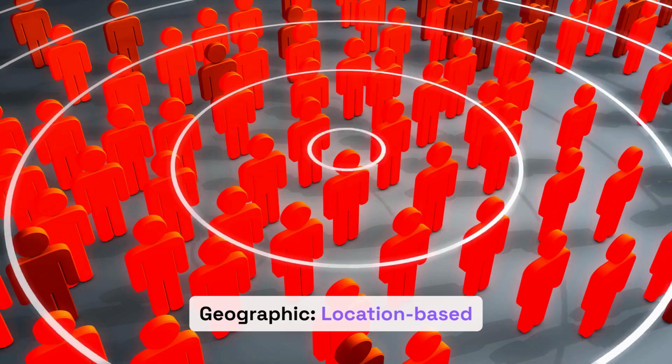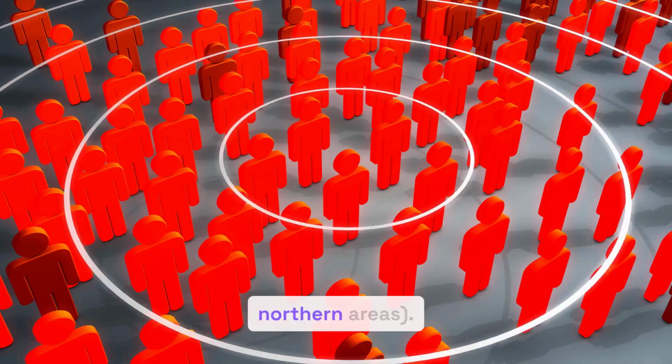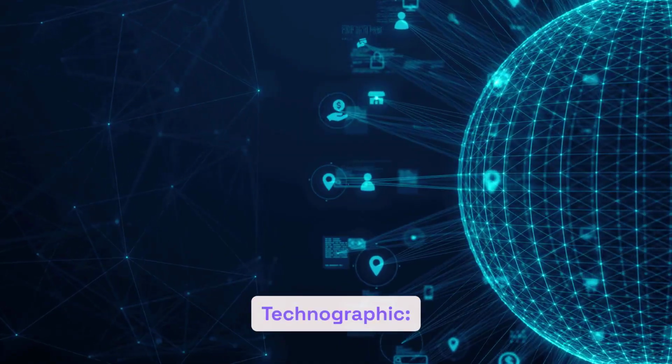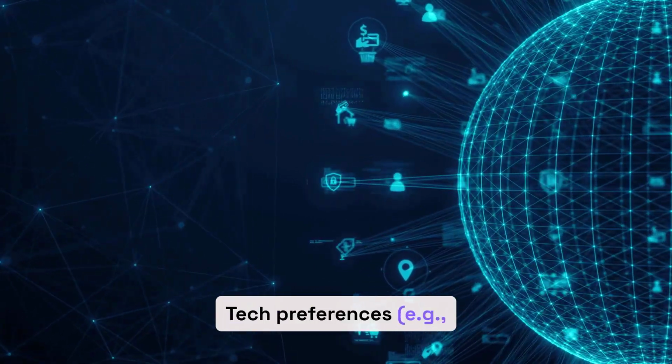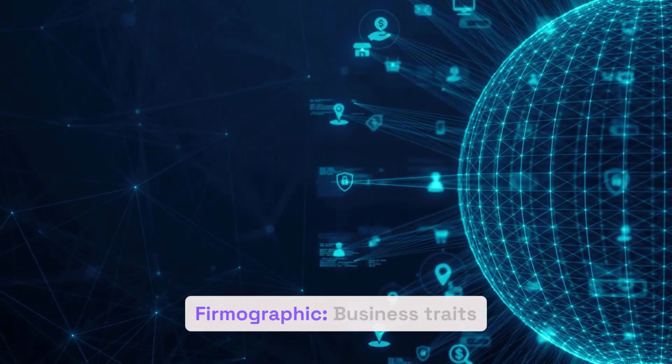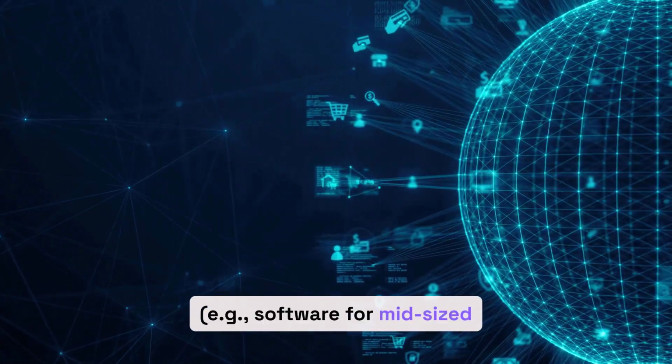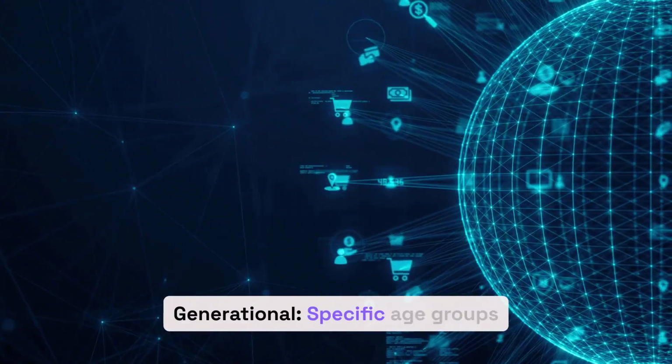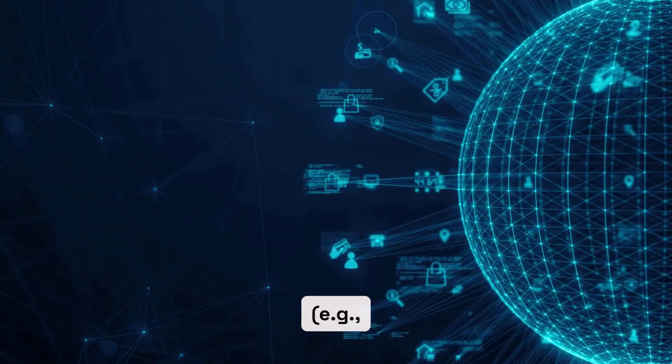Geographic, location-based, for example, snow services for northern areas. Technographic, tech preferences, for example, app users. Firmographic, business traits, for example, software for mid-sized firms. Generational, specific age groups, for example, millennials.